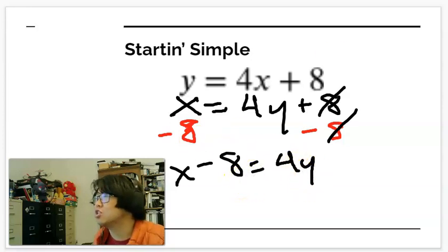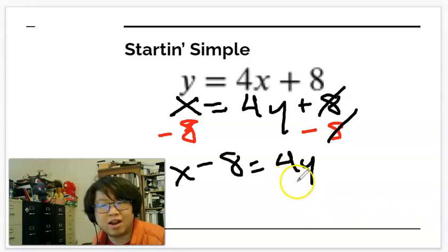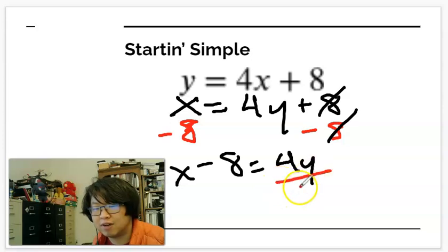So x minus 8 equals 4y. Now, the last thing I need to do before I get y by itself is to undo that pesky multiplication. How do I do that? The opposite of multiply is to divide. So I divide by 4 on both sides.